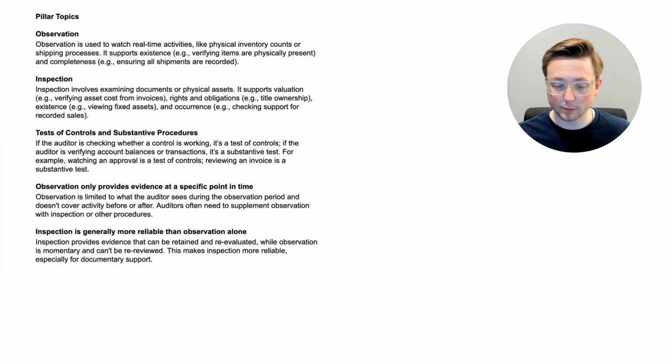First off, let's talk about observation. Observation is used to watch real-time activities like physical inventory counts or shipping processes. It supports existence, so that would be things like verifying items are physically present, and completeness, and that would be things like ensuring all shipments are recorded.